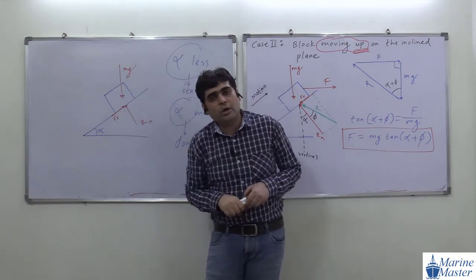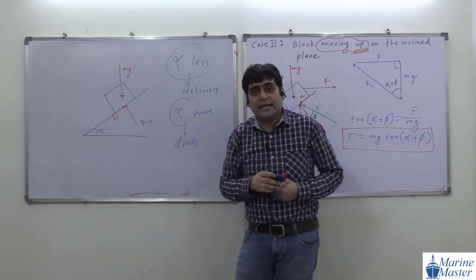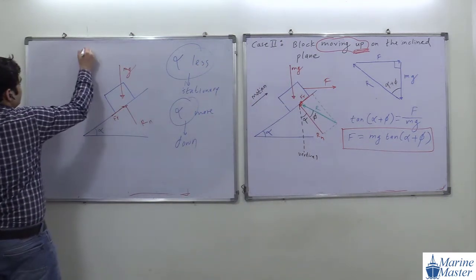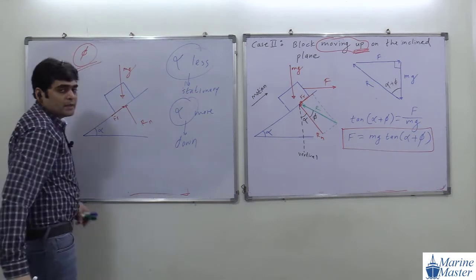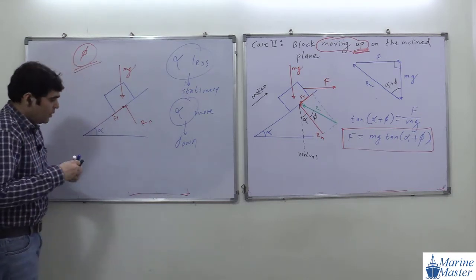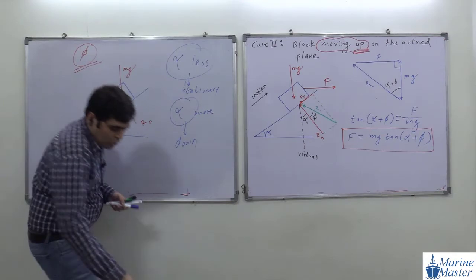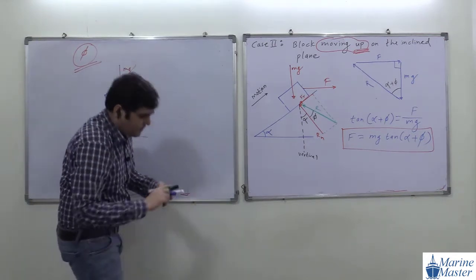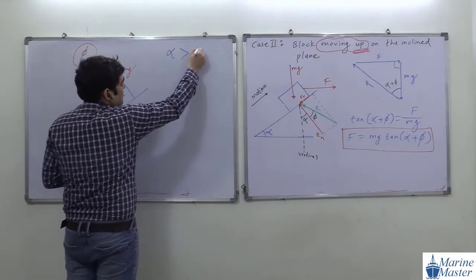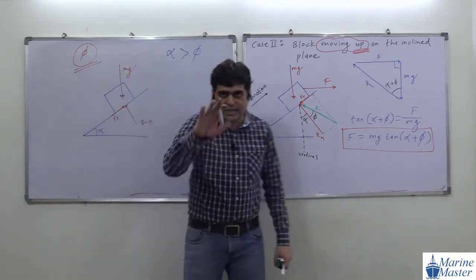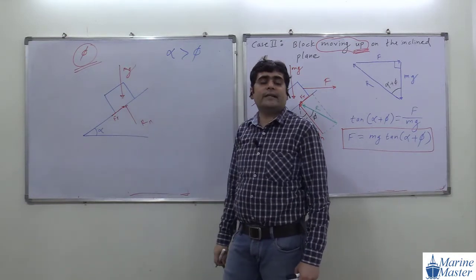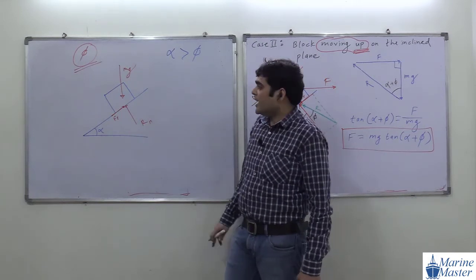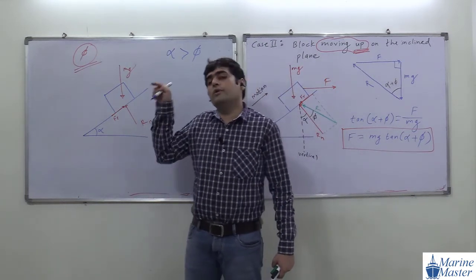Guys, you got the meaning of critical angle? That critical angle is our angle of friction, phi. You got the meaning of phi? See the point here, I am explaining once again. If the value of alpha is greater than the angle of friction, phi, what will happen? Guys, the object will go down due to its own weight.